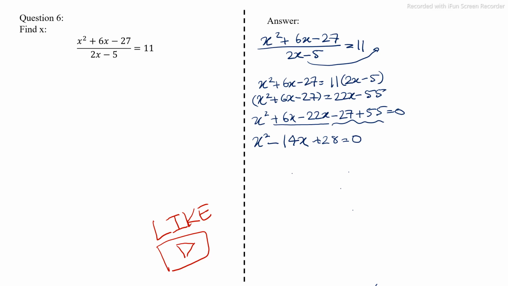Okay, we have a quadratic in here. I think we're going to solve this quadratic. Hopefully there are no decimal solutions. I don't think there are. Maybe there are. Who cares? So we know a equals 1, b equals negative 14, c equals 28.